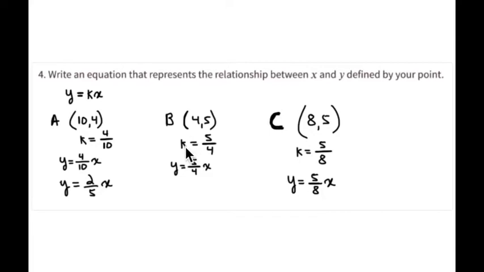For B, the constant of proportionality is 5/4. So y is 5/4 the length of x. So it's a little bit longer. The length along the y-axis is a little bit longer than the length along the x-axis. It's 5/4 of this length. And for C, it's just a little bit more than half the length. 4/8 would be half. 5/8 is a little bit more than half. So the y-coordinate is 5/8 of whatever the x-coordinate is. So if the x-coordinate is 8, the y-coordinate is going to be 5/8 times 8, or 5.